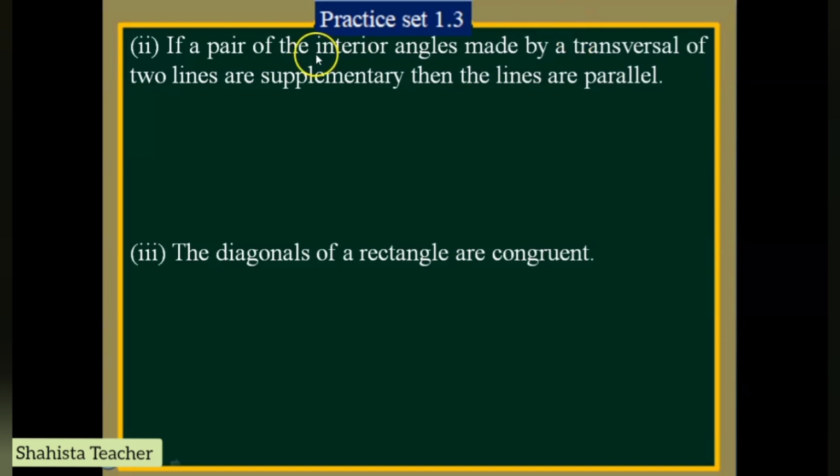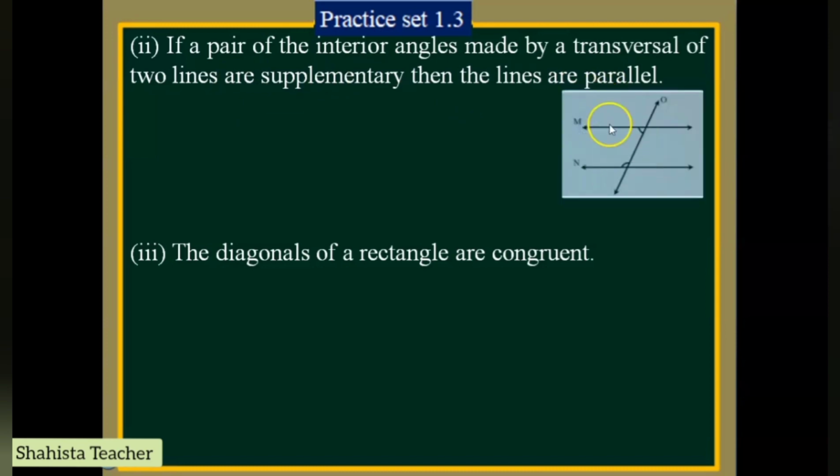So here, if the pair of interior angles made by a transversal of two lines are supplementary, then the lines are parallel. Here we will write the statement. First we have to draw a diagram. See this, line M and line N are parallel lines, and line O is a transversal line. Now this is the interior part. These are opposite angles as well as interior angles.